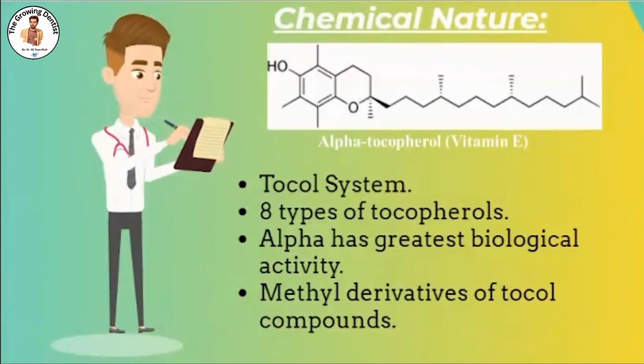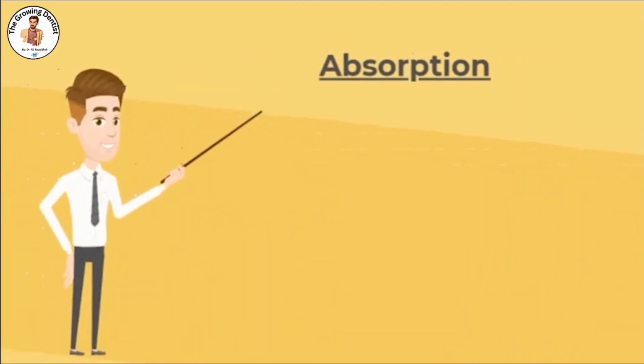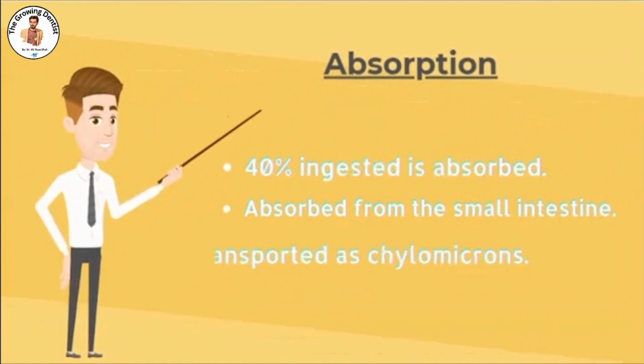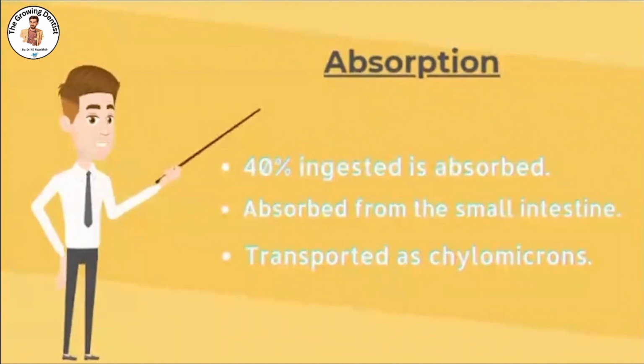Vitamin E is absorbed from the small intestine along with other fats with the help of bile salts. Only 40% of the amount ingested is absorbed. They are absorbed and transported as chylomicrons.